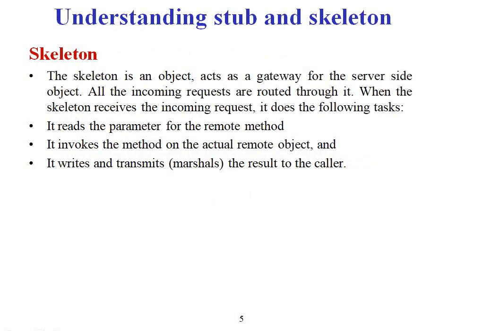Skeleton responsibilities. The skeleton is an object that acts as a gateway for the server side object. All the incoming requests are routed through it. When the skeleton receives the incoming request, it does the following tasks. It reads the parameters for the remote method. It invokes the method on the actual remote object, and it writes and marshals the result to the caller.